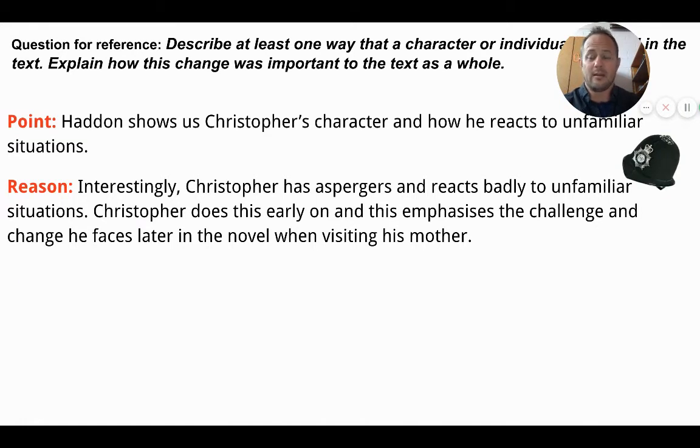Okay. Now, our reason, which is the reason for Haddon showing us Christopher's character, well, we've put here, interestingly, we've used our adverb start sentence. Christopher has Asperger's and reacts badly to unfamiliar situations. Christopher does this early on, and this emphasises the challenge and change he faces later in the novel when visiting his mother. So you can see here, when I talked about the challenge and change, we're referring to that second part of the question, explaining how that change was important to the text as a whole.